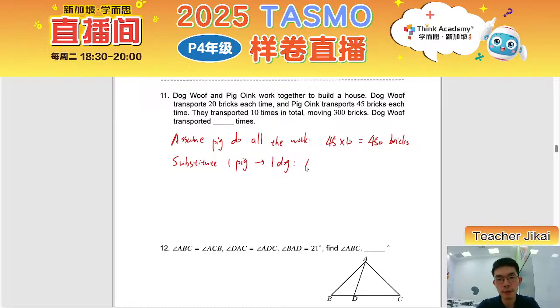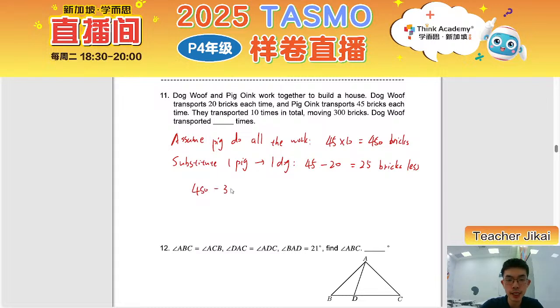So 1 pig, 45 bricks. 1 dog, 20 bricks. So yes, if we transfer 1 pig to 1 dog, we have 25 bricks less. And then we can know how many times the dog transferred, right? 1 substitution, 25 less. And in total, we need to have how many less?